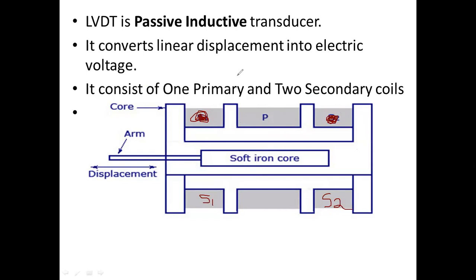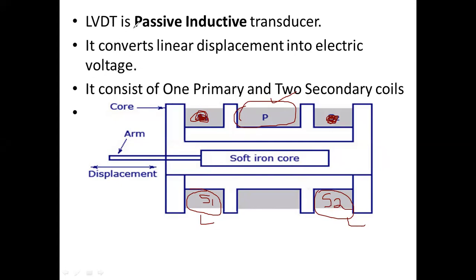P is nothing but a transformer. P indicates the primary winding. S indicates the secondary winding here now. The linear variable differential transformer has transformer coils, three coils: one primary winding and two secondary windings, S1 and S2.